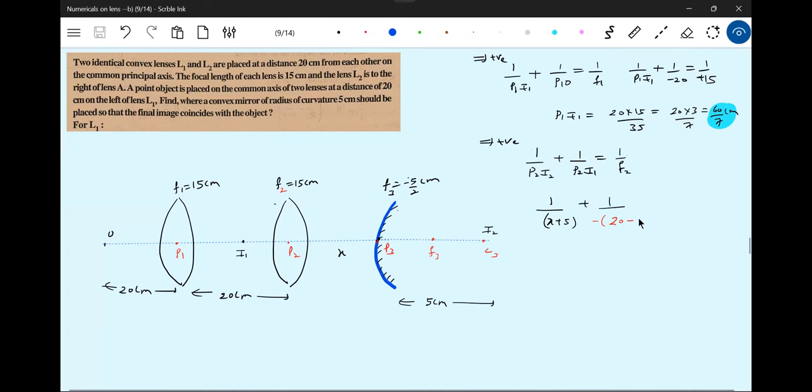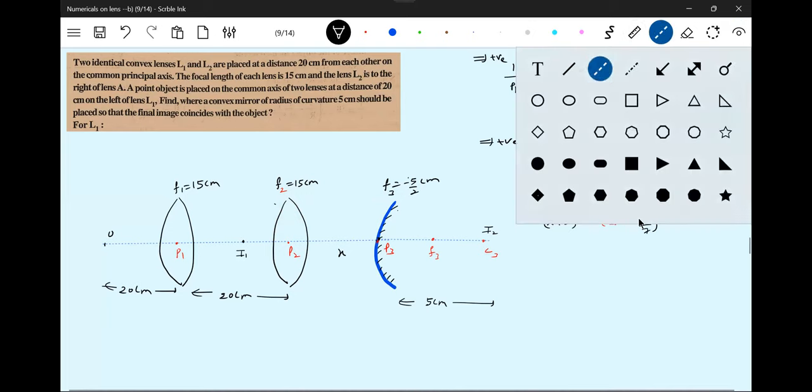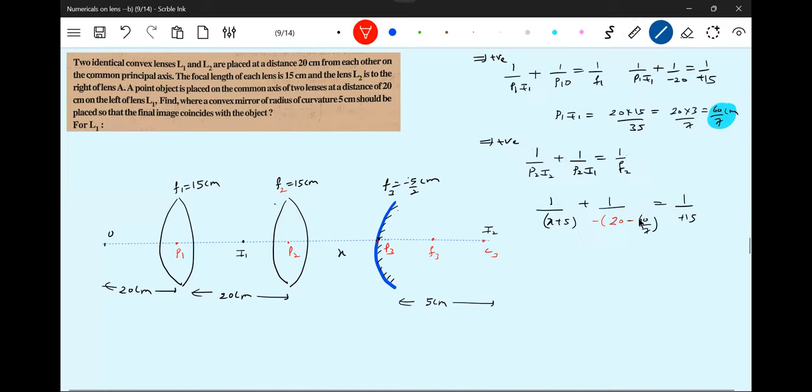Okay, now this will be 20 minus 60 by 7, equal to F2 which will be plus 15. So why are you doing this? So the image formed by this lens should be at the location of C2. If you are not understanding, yes, I will help you through the ray diagram after refraction.